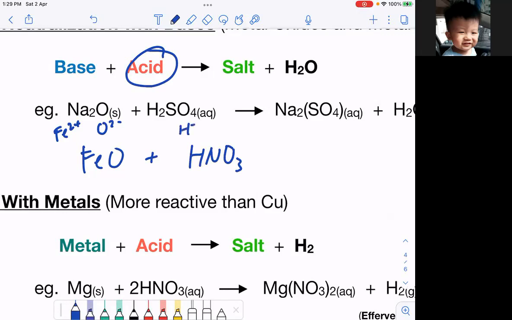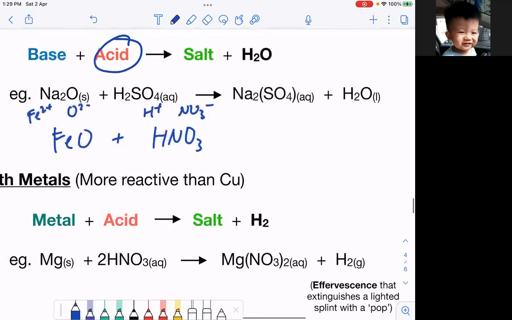H plus and NO3 minus. Later will be useful. Okay, now, based on our technique just now, I write down the water first. Water can come first, doesn't matter, liquid.